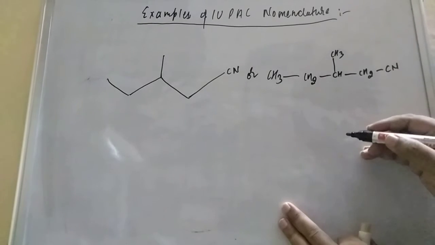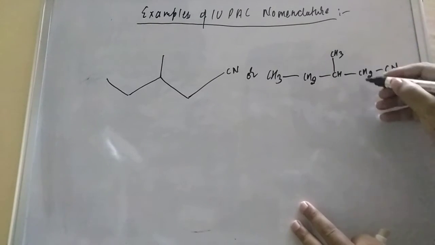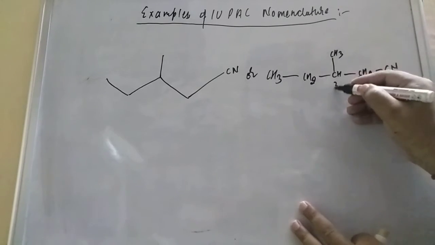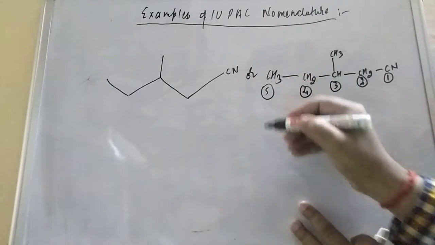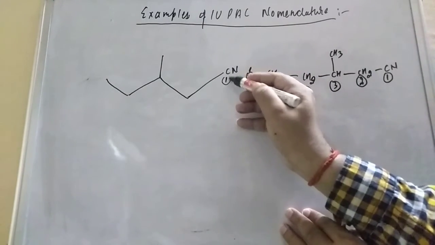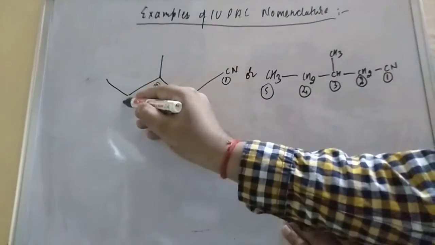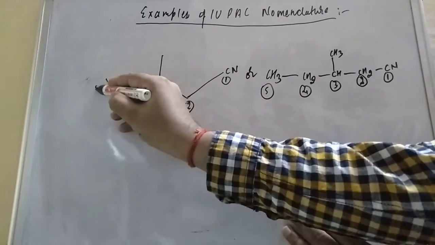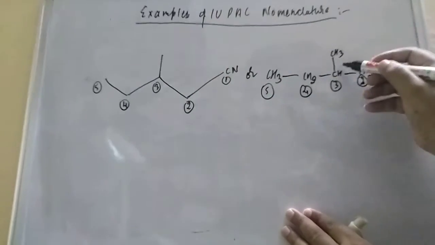Now student, we will start the numbering from the functional group, and CN is the functional group. So here is 1, 2, this is 1 carbon, this is 2 carbon, this is 3rd carbon, this is 4th carbon, and this is 5 carbon. Total number of carbon is 5, student. Here also you can do numbering 1, here is 2, here is 3, this is 4, and the last one is 5. Now student, this is the methyl group, CH3 is the methyl group here.